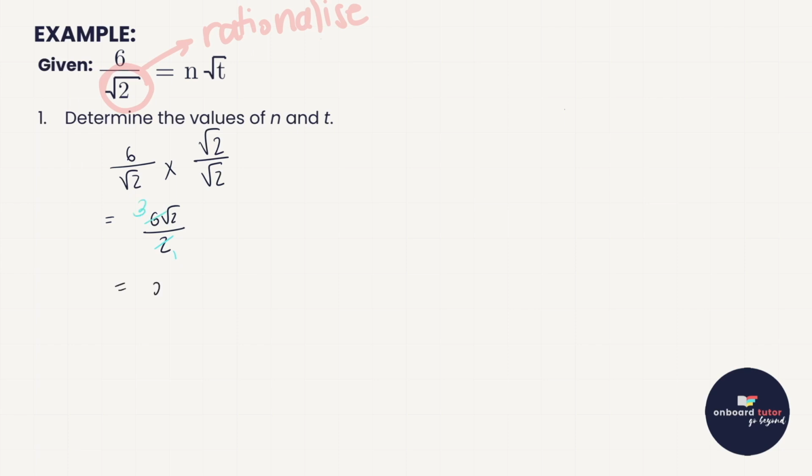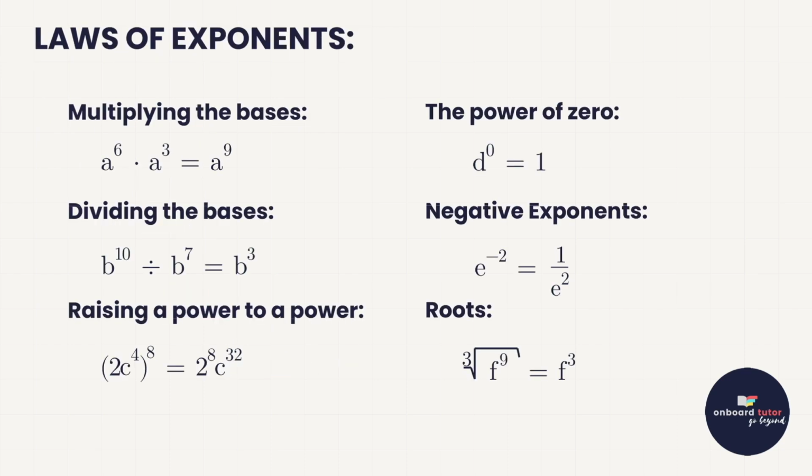So have a look what's happened now. We have rationalized this, and in many ways it's so much simpler. It's now 3 root 2. Okay, now we can link it to what they told us up there in the question, n root t. Have a look at that. n is written in the same place as the 3, and t is written in the same place as the 2. So we can now say, well, n is equal to 3, and t is equal to 2.